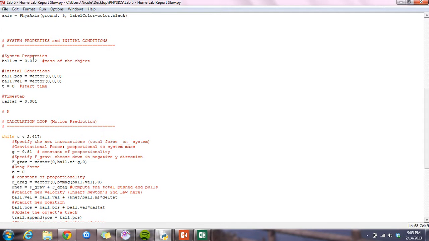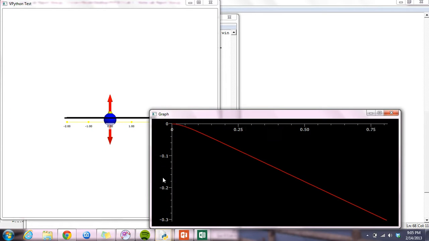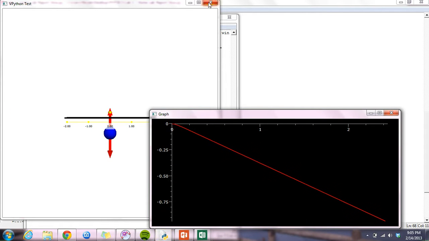we see here the mass of our sheet of paper, which is 0.012 kilograms. The duration of the time of this clip is 2.4 seconds. Gravity stays the same. Again, force of gravity stays the same. The coefficient of drag that I used here was 0.3. Our force of drag vector stays the same. Our net force equation stays the same, and so does Newton's second law. So when we run this, that's what we get.